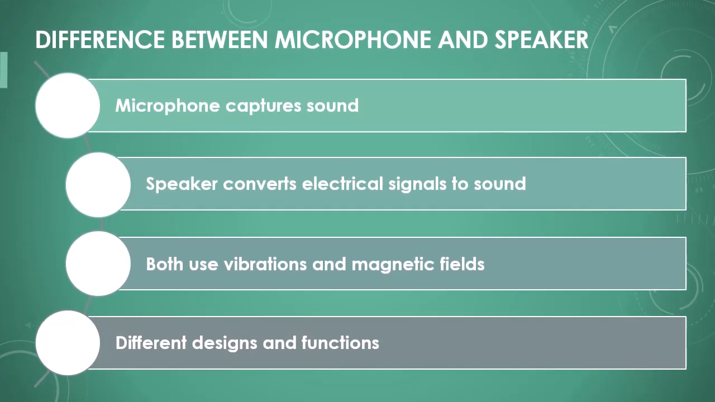A microphone captures sound and converts it into electrical signals. A speaker does the opposite, converting electrical signals into sound. Both devices work with vibrations and magnetic fields. However, they have different designs and functions.